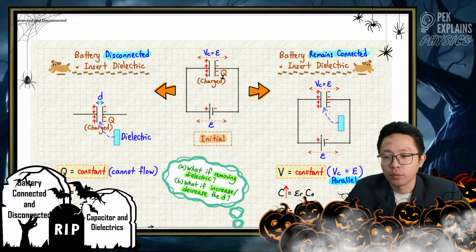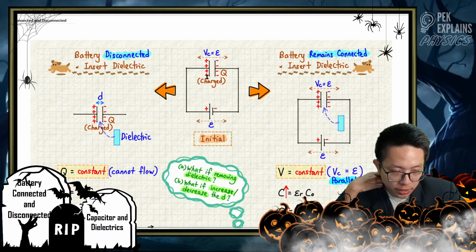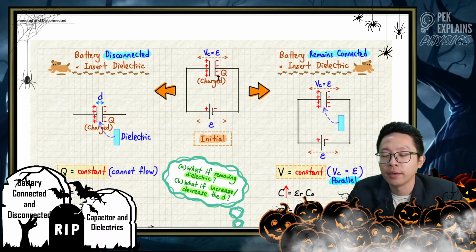First of all, we have a capacitor which is being fully charged by the battery. It's connected to the battery and fully charged, so it has a full charge here. But actually, we cannot say this capacitor has a full charge.